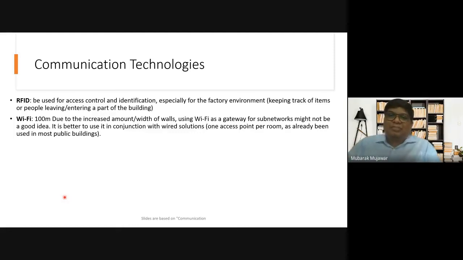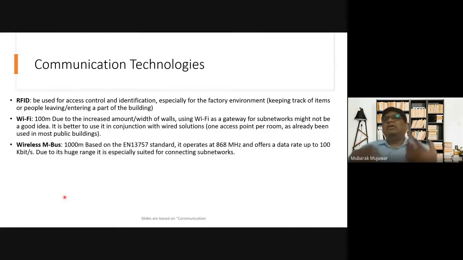Otherwise it will not work. But what we can do is have wired solutions in different zones, and from that, we can have a wireless technology like Wi-Fi so that we'll have better coverage. So Wi-Fi in conjunction with mesh topology will work.